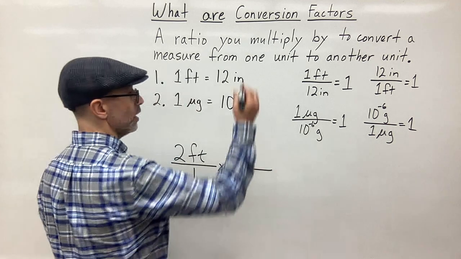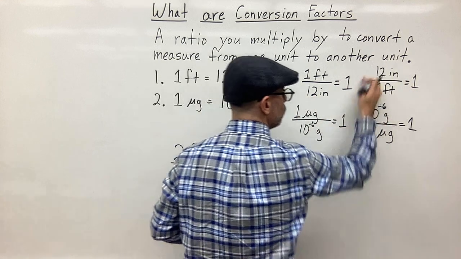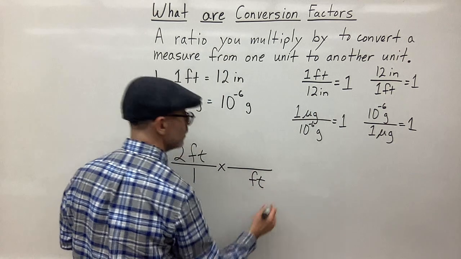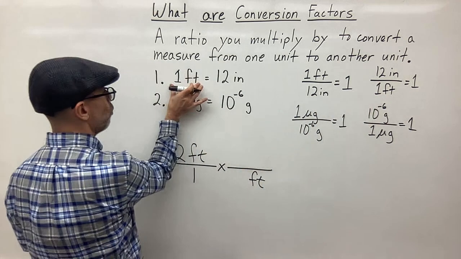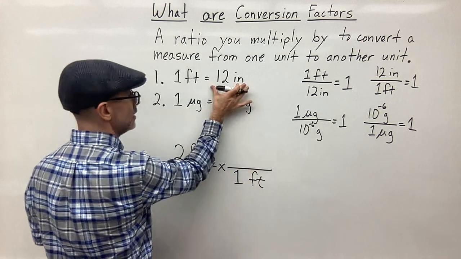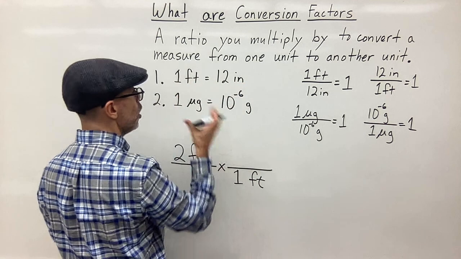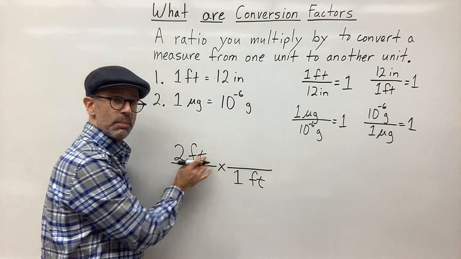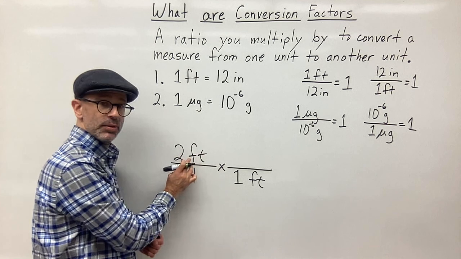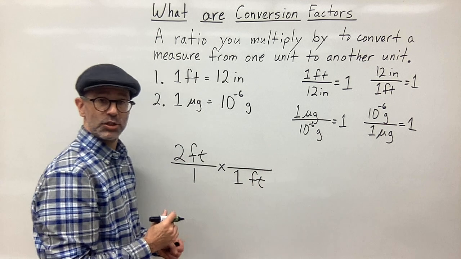So which one of these has feet on the bottom? This one. So I'm going to put feet on the bottom. Notice it's 1 foot. So I'm going to take my 1 foot. This side now goes on the bottom, which means that this side goes on top. So I'm putting one side on the bottom, one side on top. Which one? That's going to be determined by whatever unit is here. So whatever unit is on top, that unit has to be on the bottom of the following conversion factor.